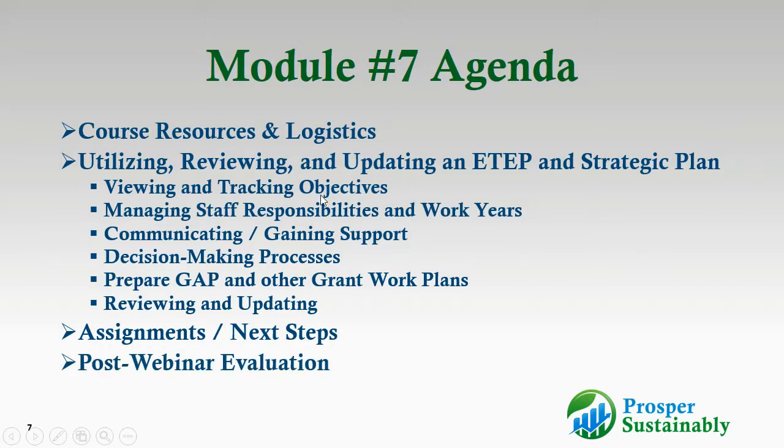So right here, these steps, if you're reviewing and tracking these things, you're using them to manage your staff responsibilities. So you're meeting individually with staff and reviewing these, and in groups, you're reviewing this plan with them. You're using the plan to communicate and gain support from stakeholders and leadership. You're using this plan to guide your decision-making processes. You're using it to prepare your gap and grant work plans, and you're reviewing and updating it on a regular basis. This is legitimately 25% of your work, but this is going to make everything you do that much more efficient and effective.